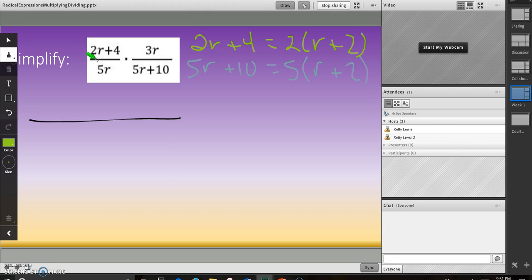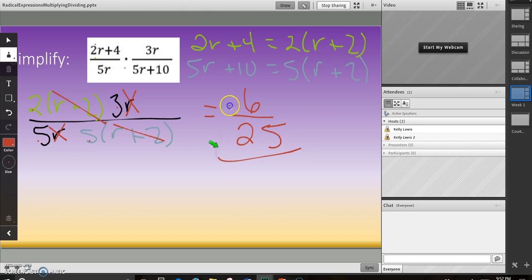So 2r plus 4 is 2 times r plus 2. And then I have that 3r, and then I have a 5r. And that 5r plus 10 is really 5 times r plus 2. Don't multiply any of this out. You're going to come right back here. The r plus 2's cancel, and the r's cancel. So what I have is 2 times 3, that's 6, and 5 times 5, 25. So I'm done. That guy just reduces to 6 over 25.